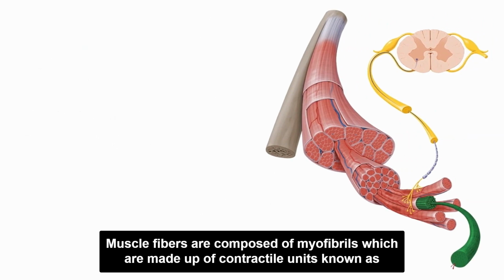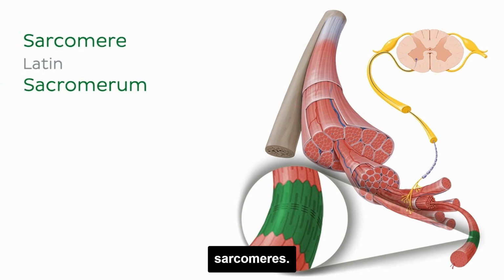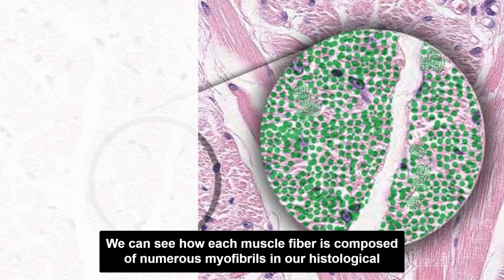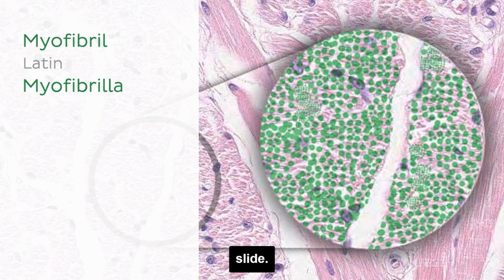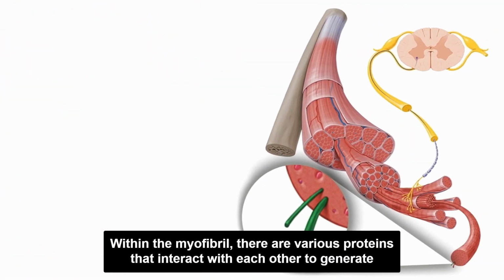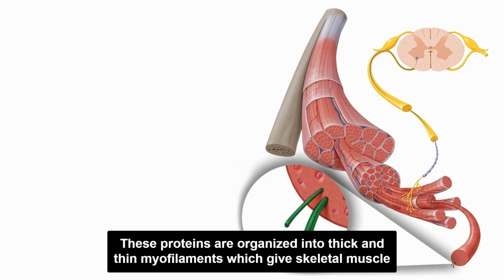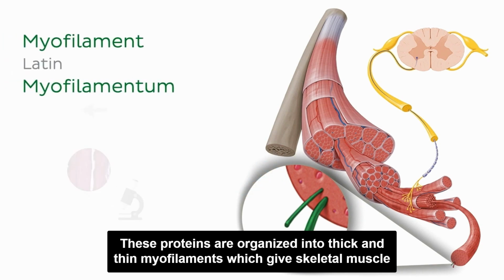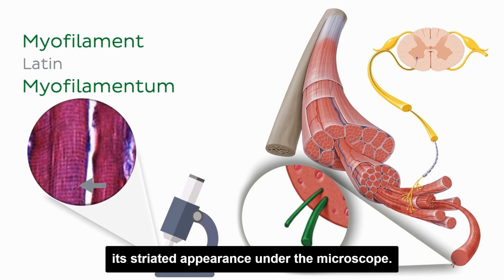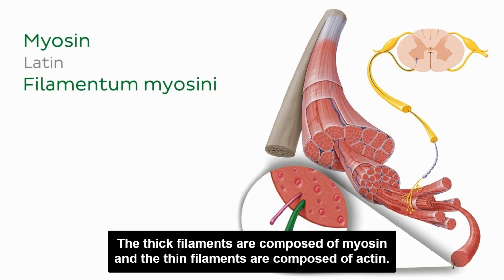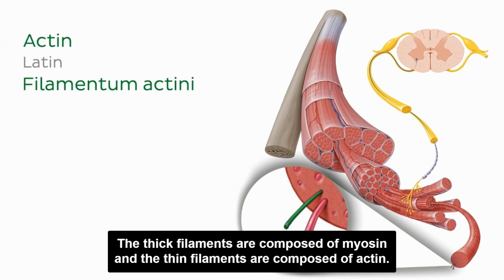Muscle fibers are composed of myofibrils, which are made up of contractile units known as sarcomeres. We can see how each muscle fiber is composed of numerous myofibrils in our histological slide. Within the myofibril, there are various proteins that interact with each other to generate contractions. These proteins are organized into thick and thin myofilaments, which give skeletal muscle its striated appearance under the microscope. The thick filaments are composed of myosin, and the thin filaments are composed of actin.